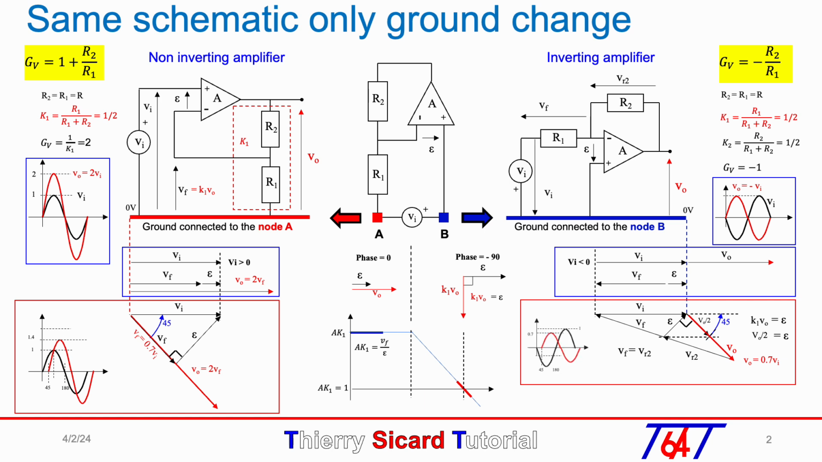The output voltage is represented in time domain with an amplitude of 0.7 and a phase or delay of 45 degrees compared to the sinusoidal signal in the right blue box in opposite phase with an amplitude of 1.